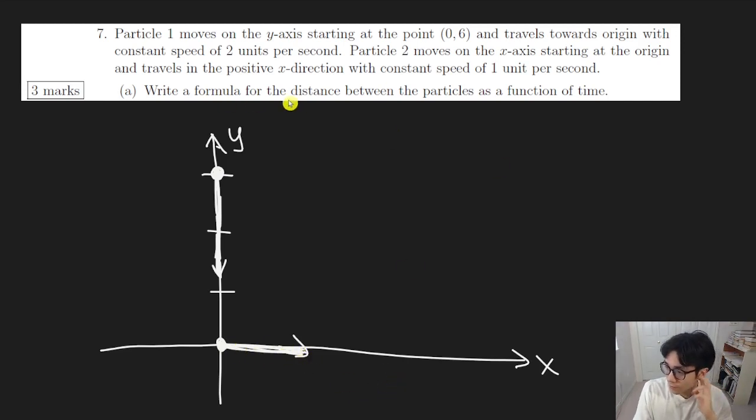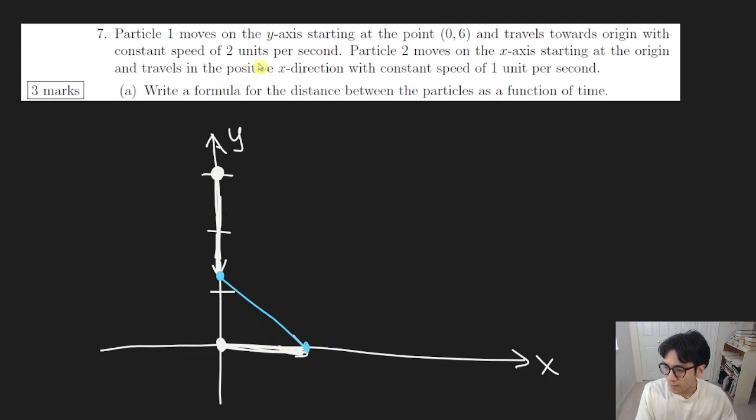Now we want to find a formula for the distance between the particles. That means, for example, this distance between here and here. And this distance is changing over time as this particle goes up here and this particle goes like this. It might go like this, or earlier on it might be like this. The distance is changing, and we want to figure out a formula for that as a function of time.